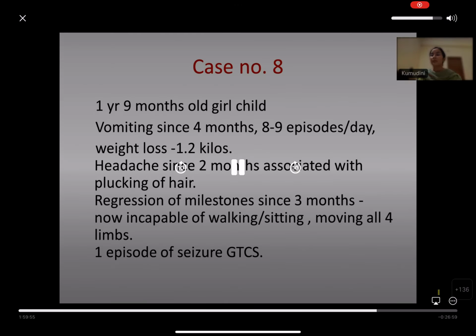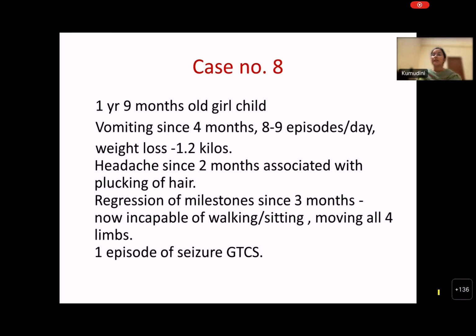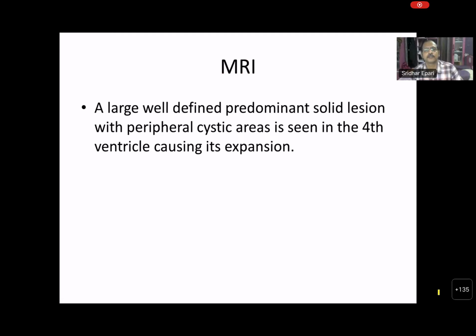Vomiting since 4 months, 8 to 9 episodes a day, and weight loss of 1.2 kg. Headaches since 2 months associated with plucking of hair and regression of milestones, with 1 episode of GTCS. So basically, it's an infantile age group child with symptoms of raised intracranial tension. MRI showed a large mass in the posterior fossa, predominantly solid.